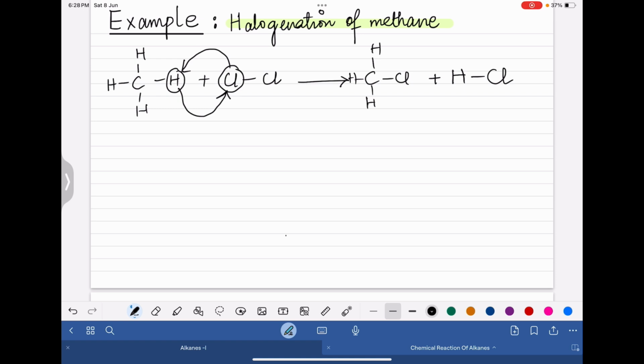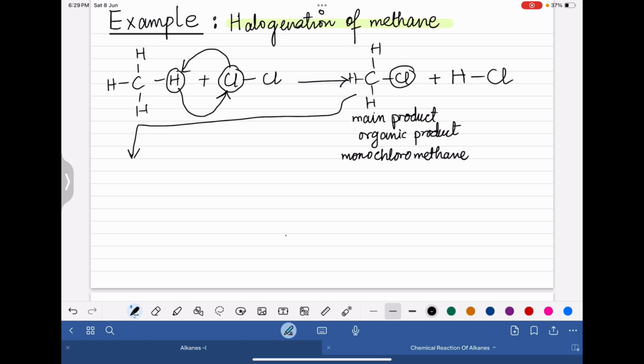The name of the main product, which is also known as the organic product, is, as only one chlorine atom is substituted, monochloromethane. Now this product will be used as a reactant in the next step.